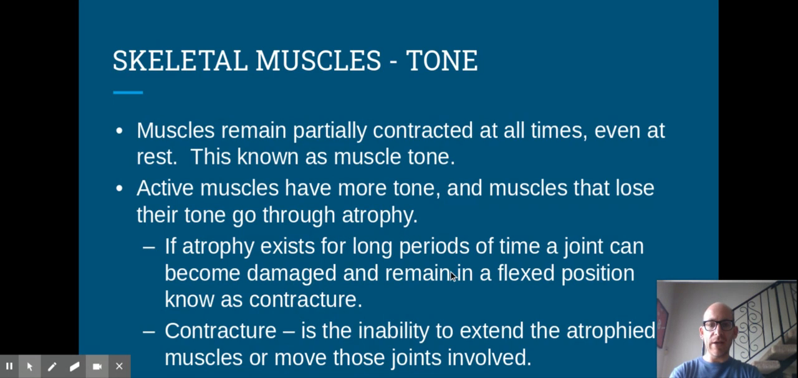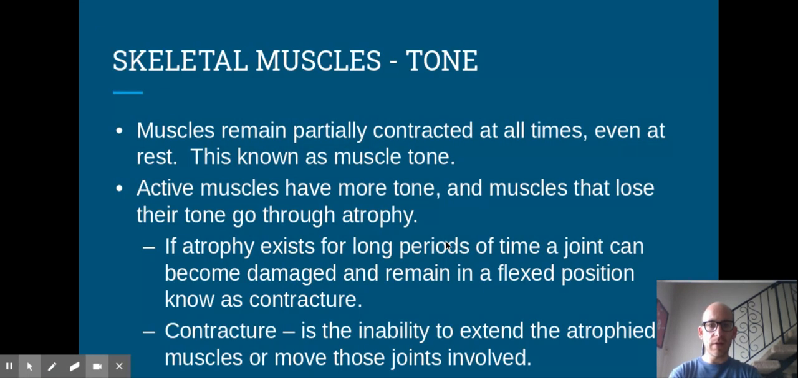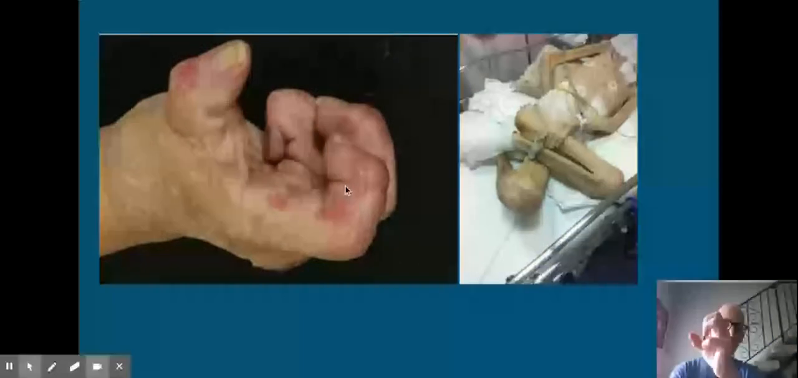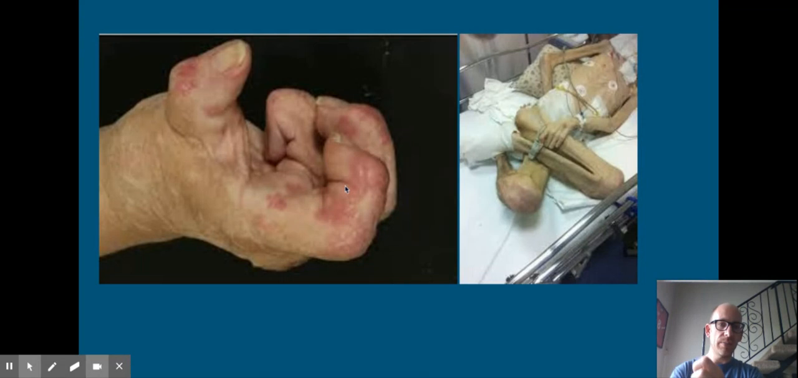Now, if you do have atrophy over a long period of time, it can cause damage to the joint. That damage holds the joint in a flexed position and it becomes very hard to use. This is called a contracture, and that's what that picture was I just flashed up. You can see they've had atrophy in the finger muscles because they haven't been using them, and the hand gets stuck in that contracted, claw-like position.